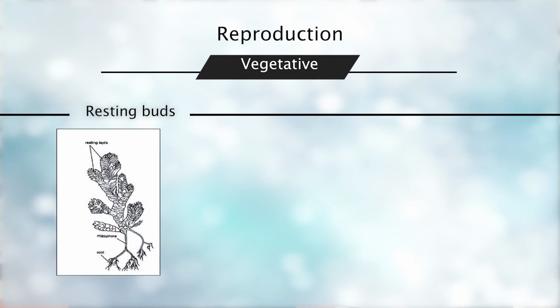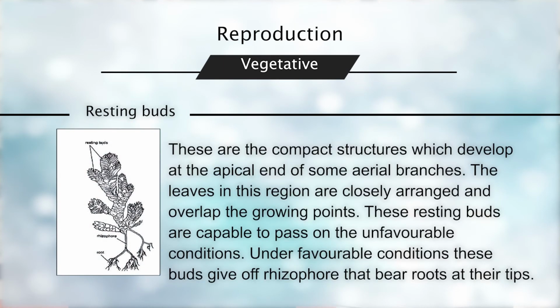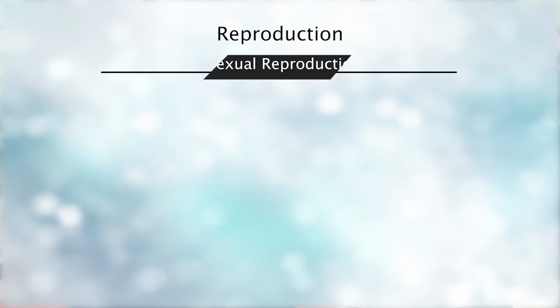Lastly, we will be talking about the resting buds. Here we see the resting buds. It develops at the apical end of the aerial branches. The leaf regions are closely arranged and overlap the growing points. When the conditions are favorable, these resting buds can grow into a new plant, so it can withstand the unfavorable conditions. After this, we will be discussing asexual reproduction.